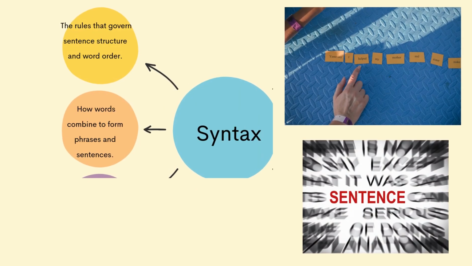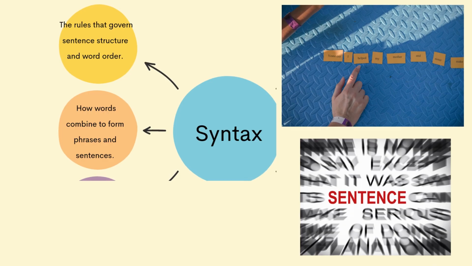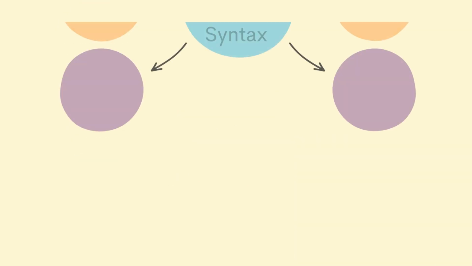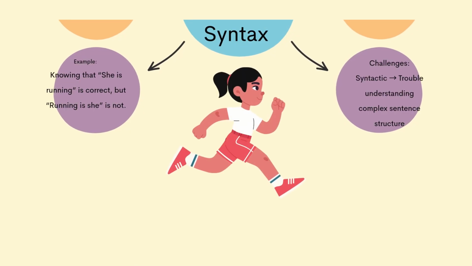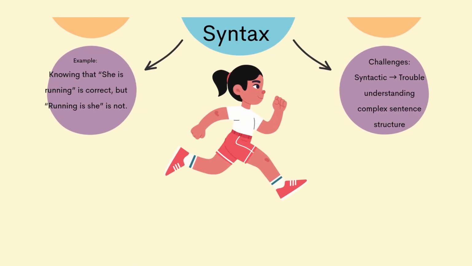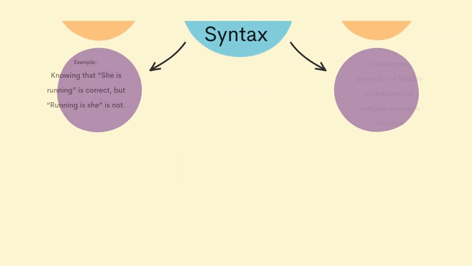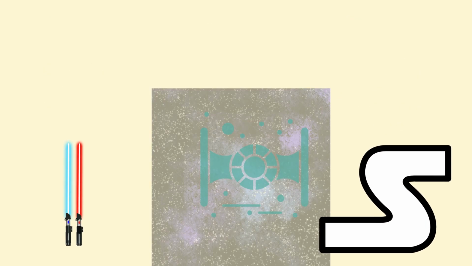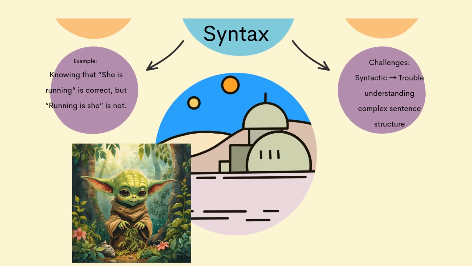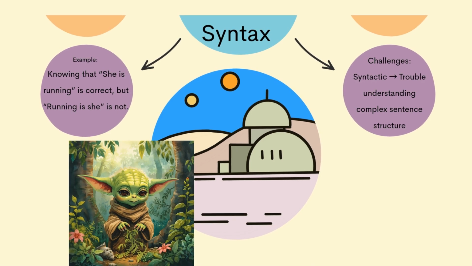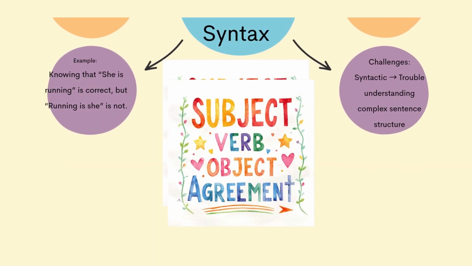This is where students are learning how words combine to form phrases and sentences, and they start putting them together. One example would be knowing what order the words go in, knowing that she is running is correct, but running is she is not correct unless you're making a Star Wars movie and you're Yoda or something like that. But the proper order is important, and proper order of sentence depends on the sentence type, but most commonly structures we think about is subject, verb, object.